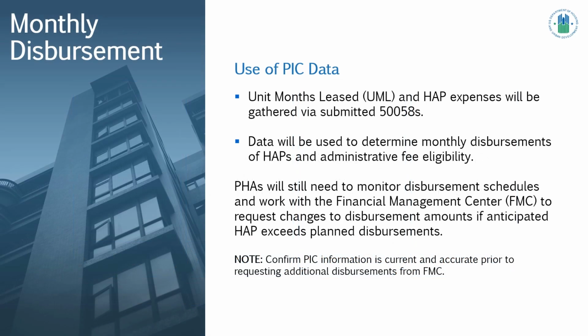Through EVMS, unit months leased, or UMLs, and HAP expenses will be gathered via submitted 50058s. Data will be used to determine monthly disbursements of HAPs and administrative fee eligibility. PHAs will still need to monitor disbursement schedules and work with the Financial Management Center, or FMC, to request changes to disbursement amounts if anticipated HAP exceeds planned disbursements. You should always confirm PIC information is current and accurate prior to requesting additional disbursements from FMC.